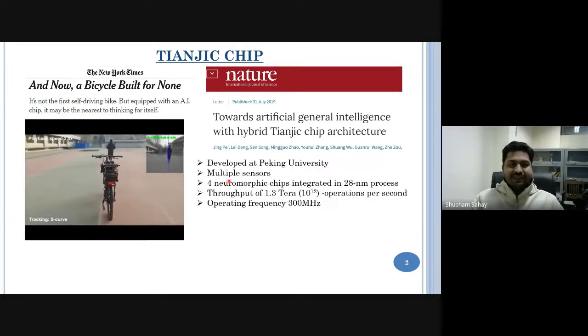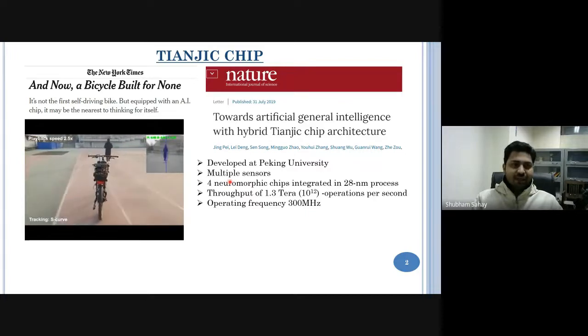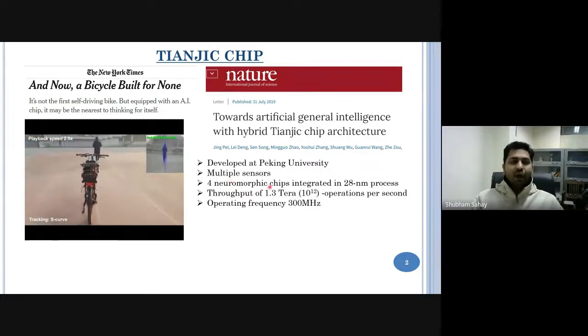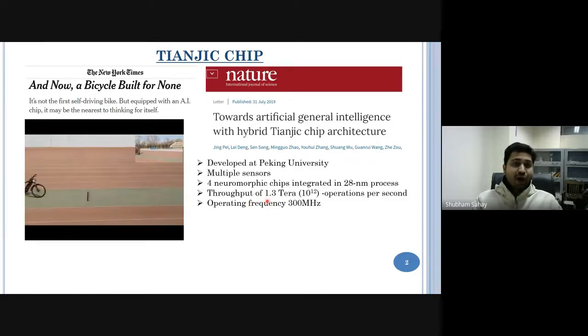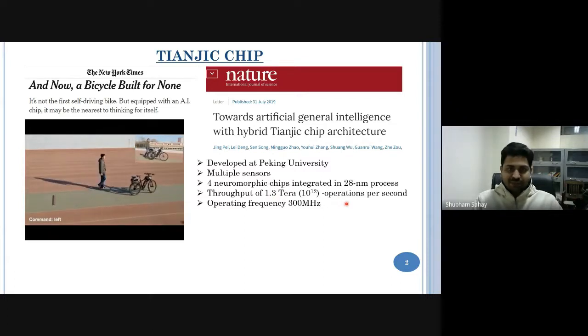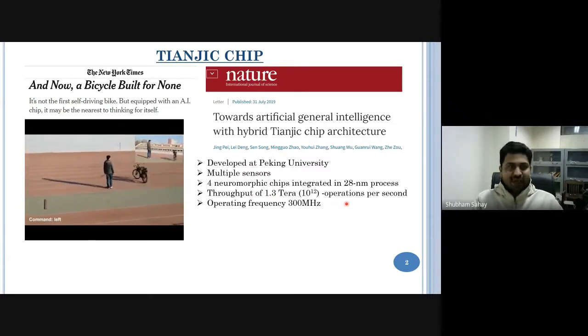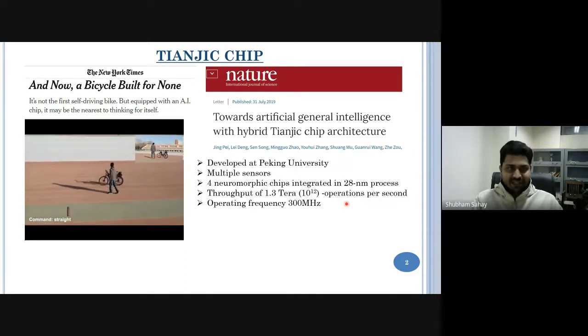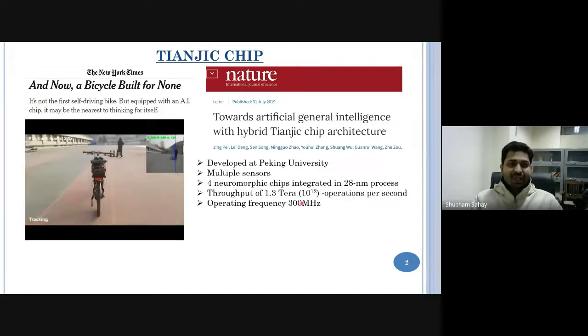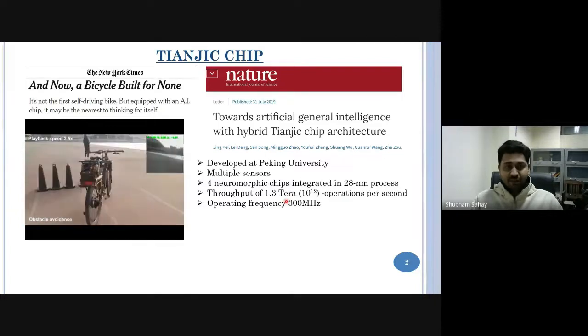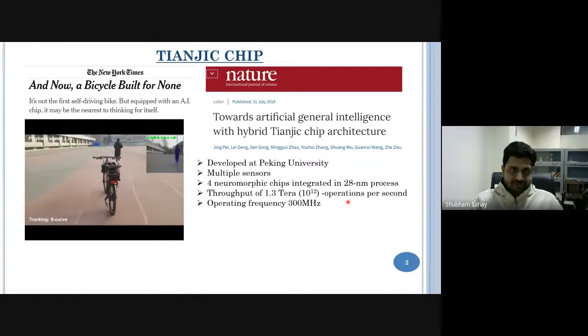It has multiple sensors and transducers that take information from the environment and give it to those neuromorphic chips. All those neuromorphic chips are integrated in a 28 nanometer process. And if you look at their throughput, it's significantly high, around 1.3 tera operations per second. What do I mean by operation? One operation is basically one logic operation, or one multiplication, or one accumulation, or a logic operation such as XOR. So these chips can perform around 1.3 x 10^12 such operations per second, which is significantly high.